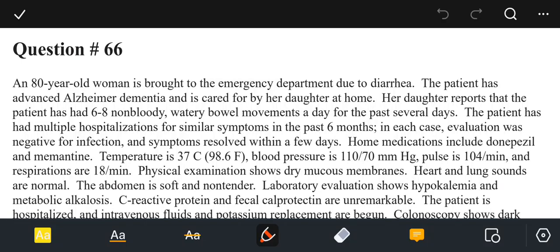On to question number 66. An 80-year-old woman is brought to the emergency department due to diarrhea. The patient has advanced Alzheimer's dementia and is cared for by her daughter at home.